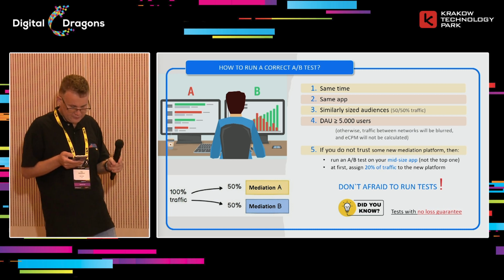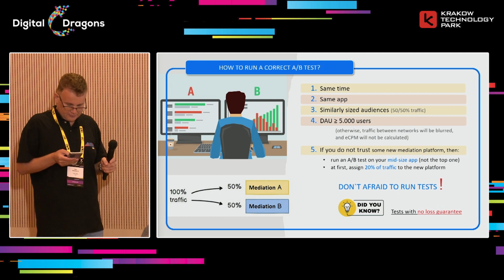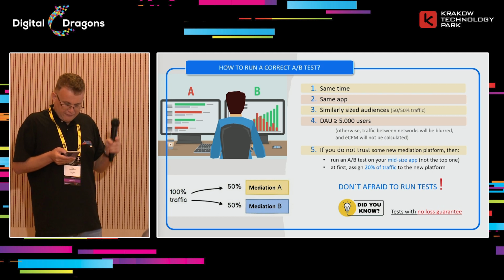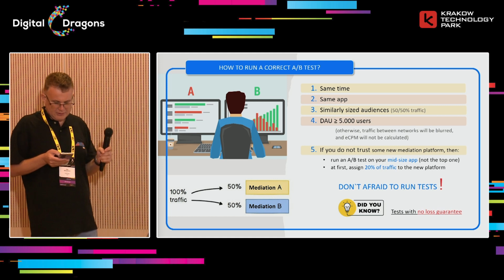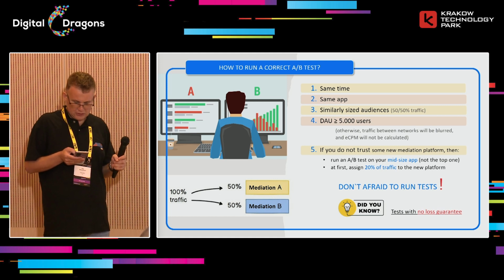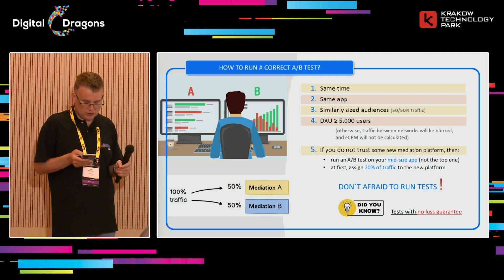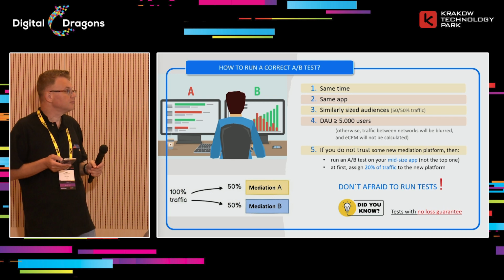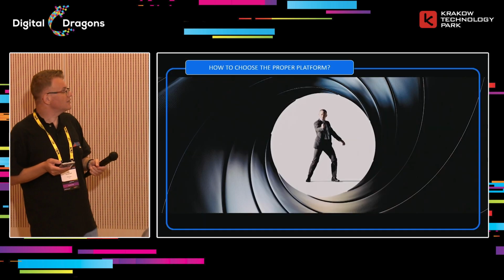However, if you don't trust some new mediation platforms, then you can run an A/B test on your average app, not the top one, or assign a small percentage of traffic to a new platform. Now we are going to the next slide.